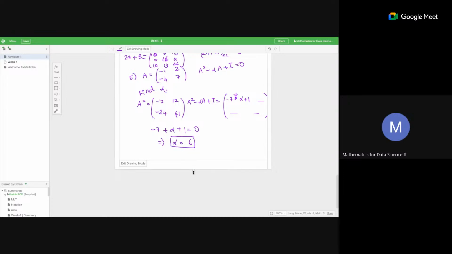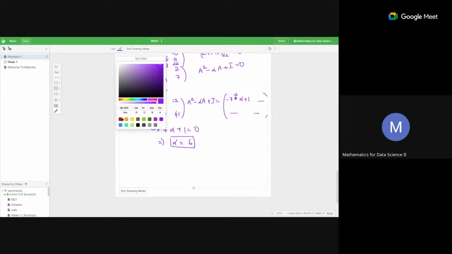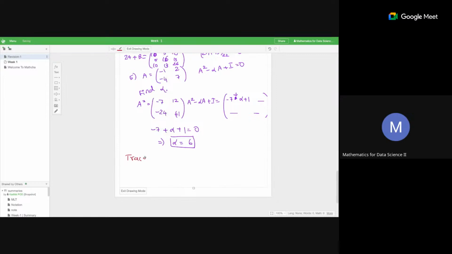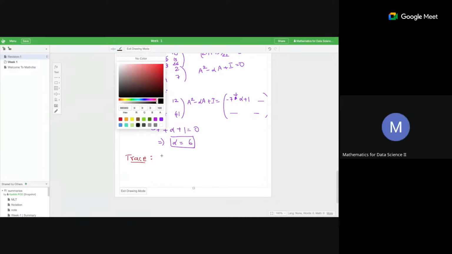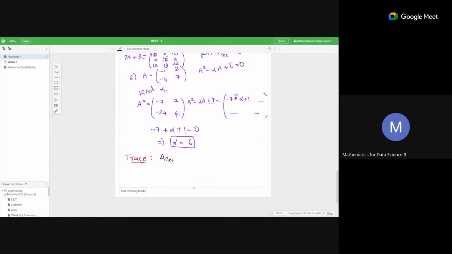Okay, is that fine for everyone? Yes, ma'am. Okay. So now again we are going to look at another topic which is trace of a matrix. This is very simple. The trace of a matrix is nothing but the sum of the diagonal entries. So you have an n by n matrix. The trace of A is nothing but the sum of diagonal entries of A.